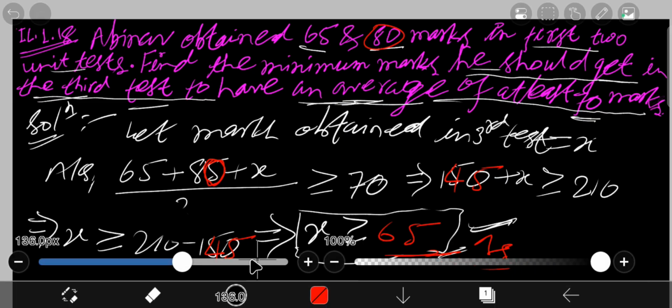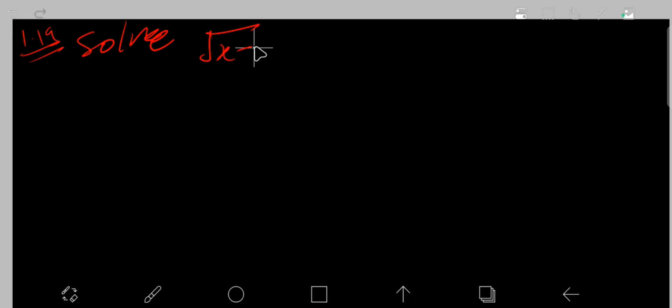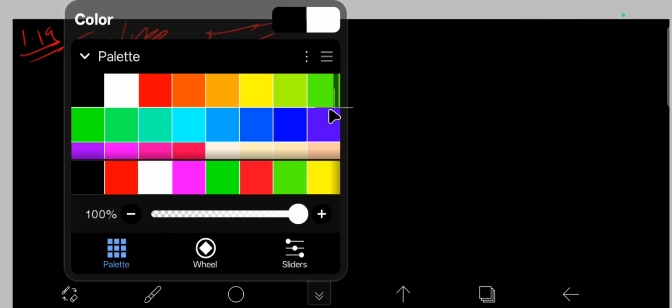The next question is 1.19, the 19th question. The 1.19 question asks: solve the square root of x minus 5 minus the square root of 9 minus x, which is greater than 1.